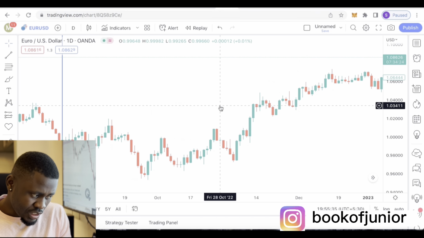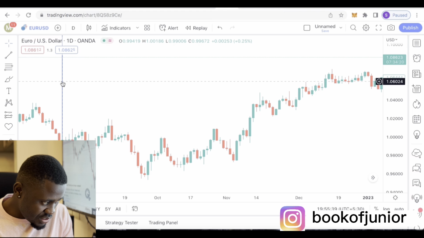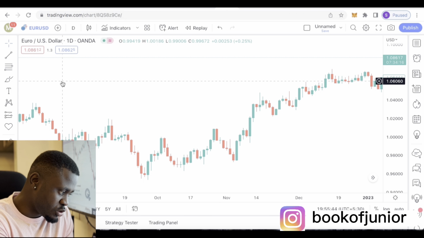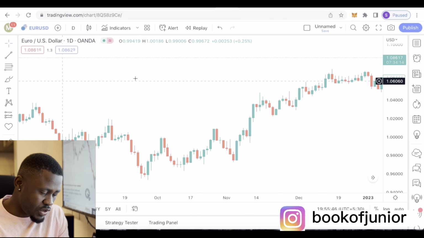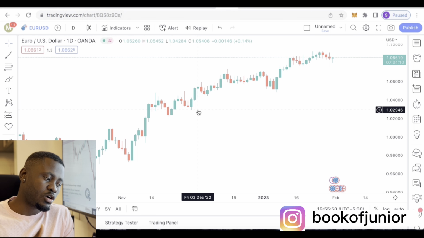So, as you can see, guys, we have started with EUR/USD. This is our EUR/USD. So, the first thing you're always going to do, guys, is go first to your daily time frame. The reason why you have to go to your daily time frame is to look out for the trend of the market. You want to see what trend we have, and then you can mark out that trend.